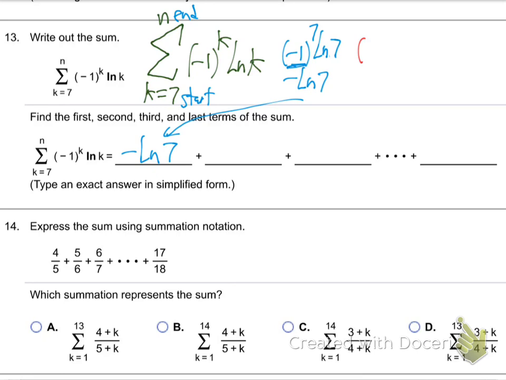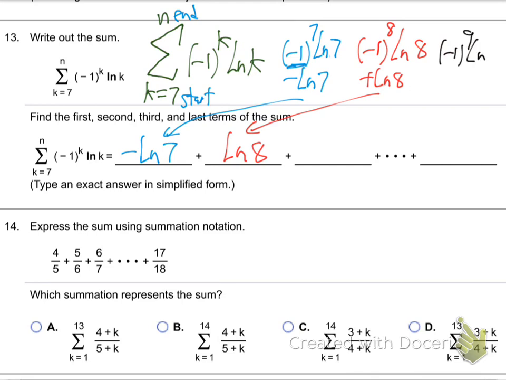Second term, minus 1 to the 8th, ln 8. You just go up by 1. Once you start, you just go up by 1 every time in the plug-in. So negative 1 to the 8th, is that positive or negative? Positive. That'll be positive, so just ln of 8. And then negative 1 to the 9, ln 9, that's going to be negative ln 9. Now, what's the last one?